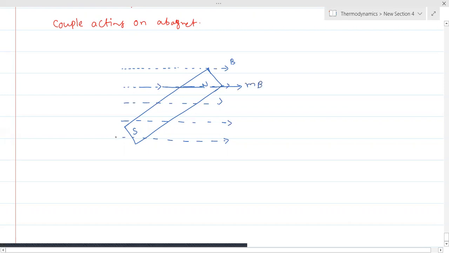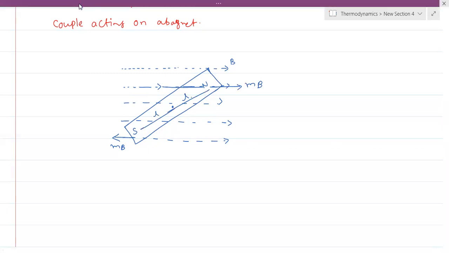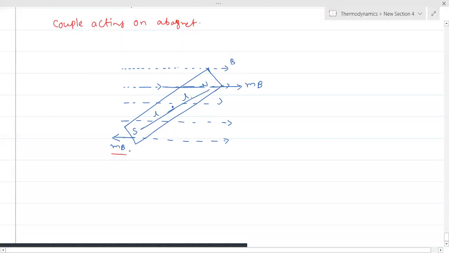And we already studied that the south pole experiences a force in the opposite direction. Whenever two forces act on a body at different points, they will constitute a couple. Suppose this length is L and this is L, so 2L. These two forces will constitute a couple, and because of this couple the magnet starts rotating.